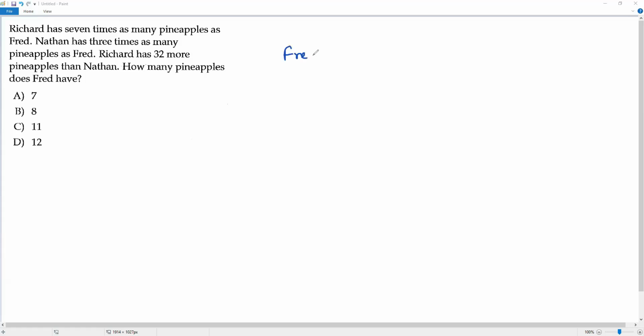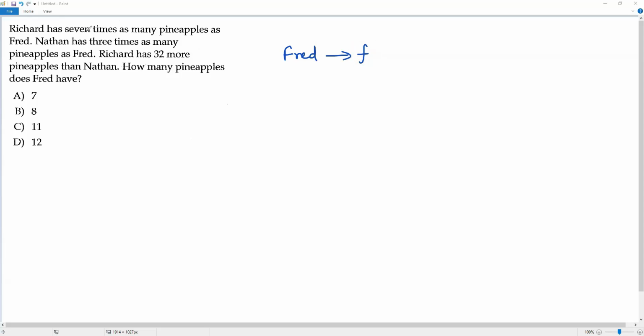Okay, now let's assume that Fred has F number of pineapples. Because my target is to find the number of pineapples Fred has, I assign a variable for the number of pineapples had by Fred, that is F. So we have to find the value of this lowercase f.